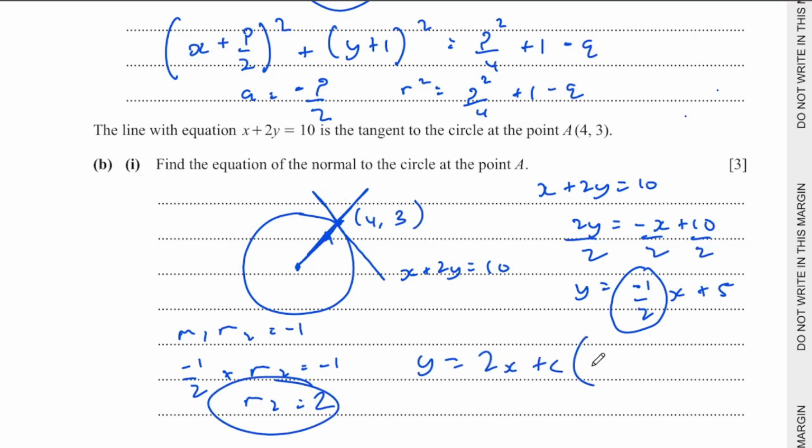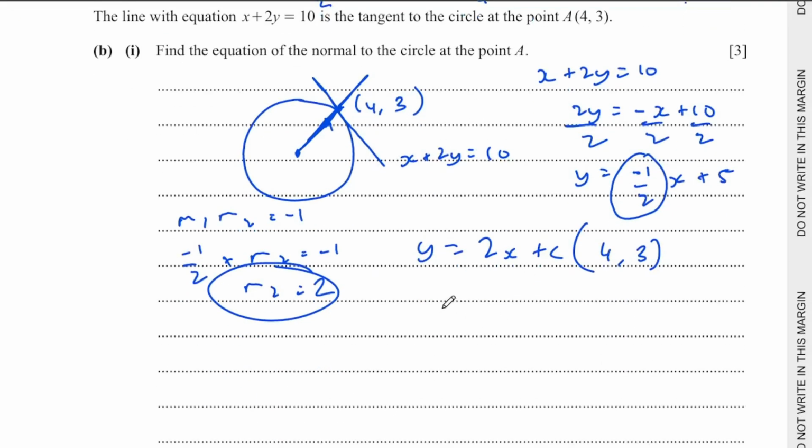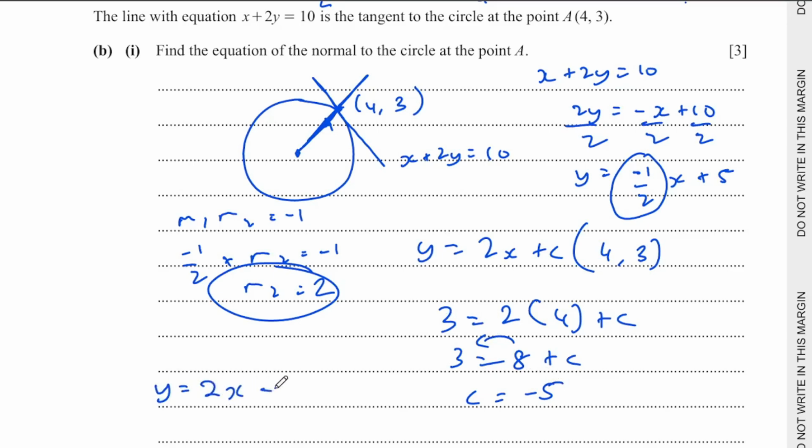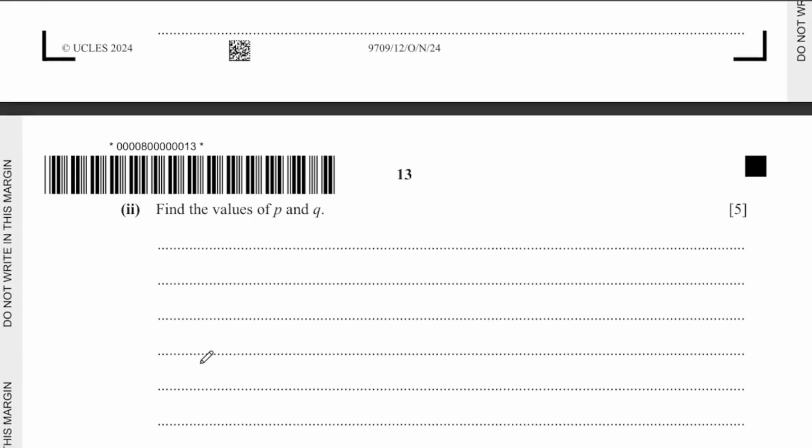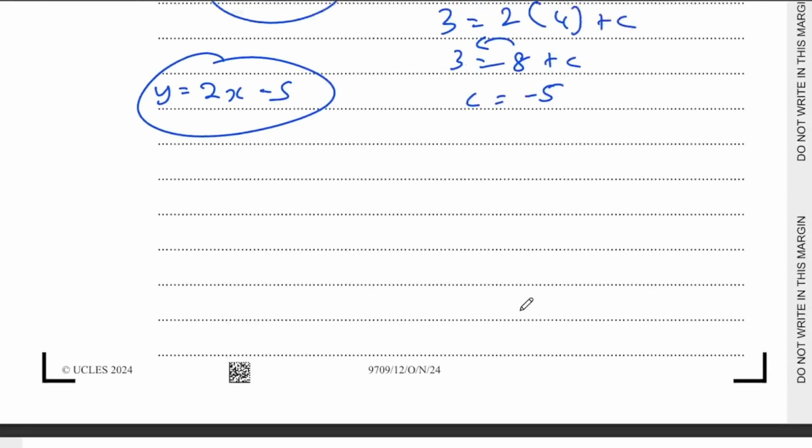And so the gradient of our normal is 2, so y equals 2x plus c, where we can put in the point that it crosses, which is 4 and 3, which will just become 3 equals 2 times 4 plus c, 3 equals 8 plus c, 3 to the other side, c equals negative 5. And so the equation of the normal will be y equals 2x minus 5. That's going to be the equation of the normal. And then we can find the values of p and q.